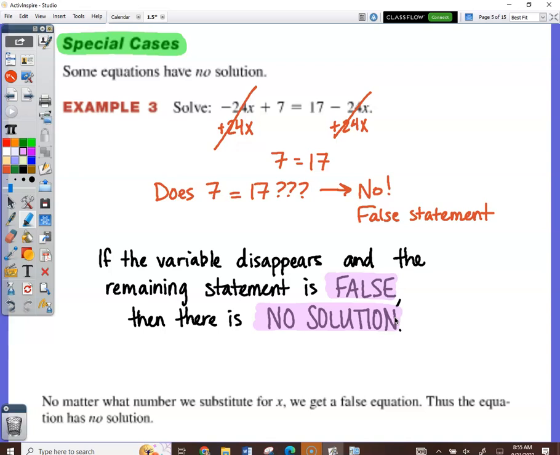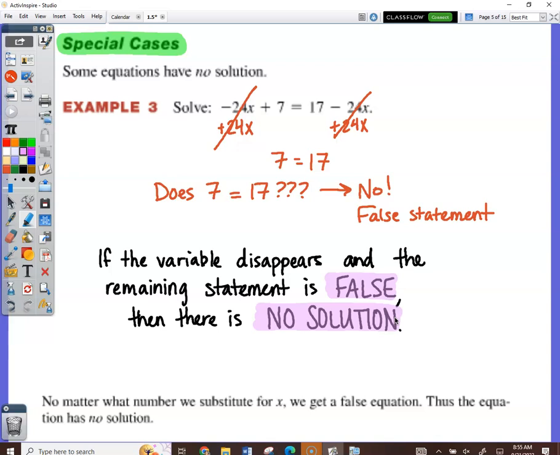Which makes sense, because look right up here. Look at the equation itself. No matter what number you plug in for x, you immediately multiply it by negative 24, right? But then on one side you add 7, and on the other side it's 17 minus what you just got. So that doesn't balance, which is why this equation has no solution. Okay? Which brings us to the next example.